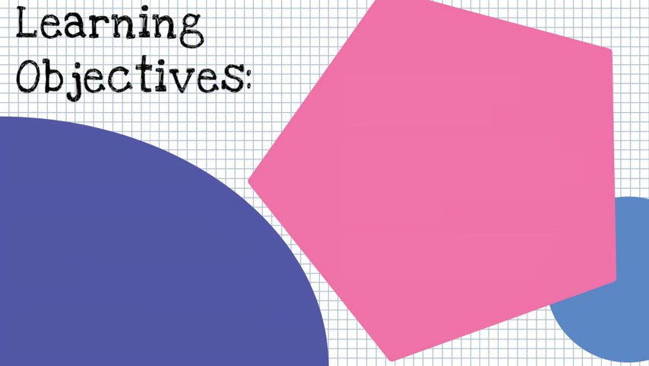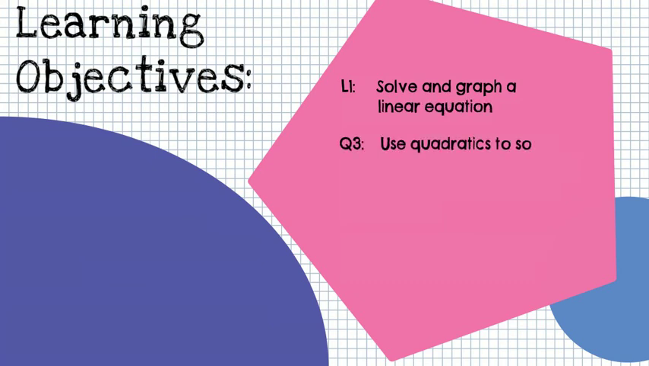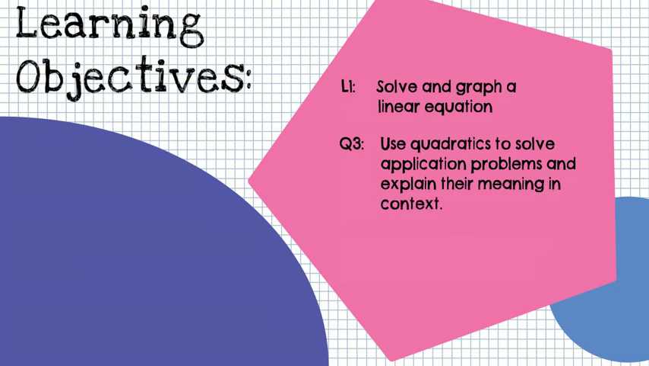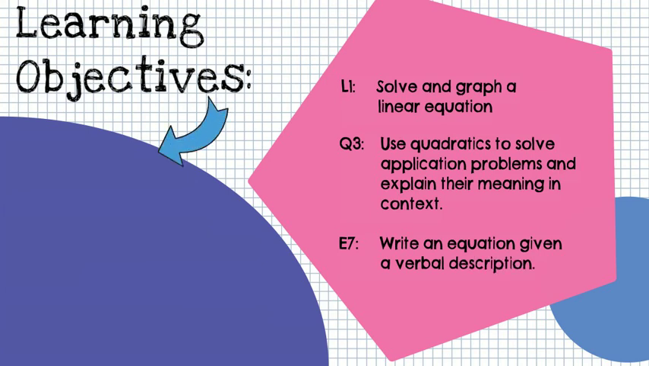Some sample learning objectives for a course might be L1, solve and graph a linear equation, Q3, use quadratics to solve application problems and explain their meaning in context, E7, write an equation given a verbal description. Learning objectives are skills you are expected to learn throughout the course.